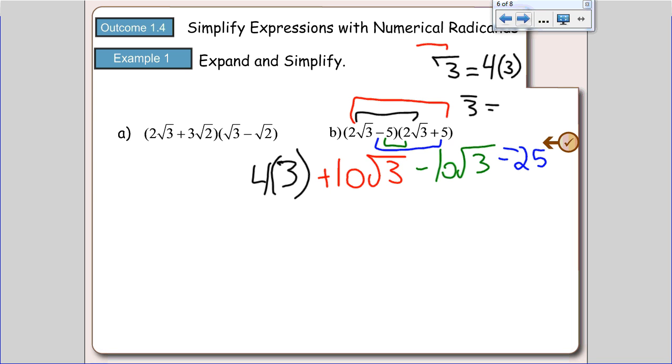Yes. So you have 10 root 3, the red term, and you have negative 10 root 3, the green term. Imagine those root 3s as x's: 10x minus 10x cancel each other out. Yeah, the root 3s will cancel each other out. Any other questions? So then, what's your answer? It'd be 12, cancel, cancel, minus 25. So your final answer is negative 13.